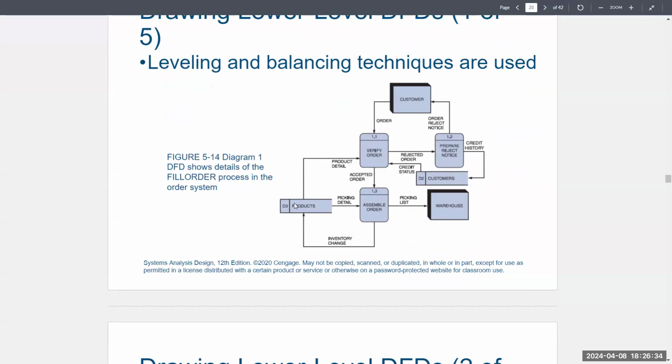The different data stores, we have product store, we have customers. And, as you can imagine, you can have so many different types of data stores, right?